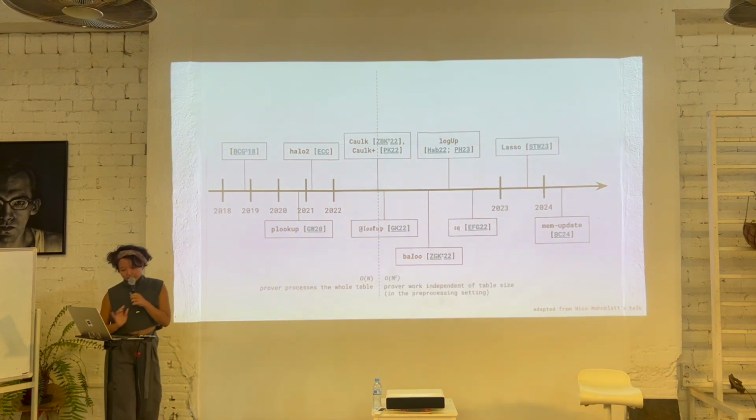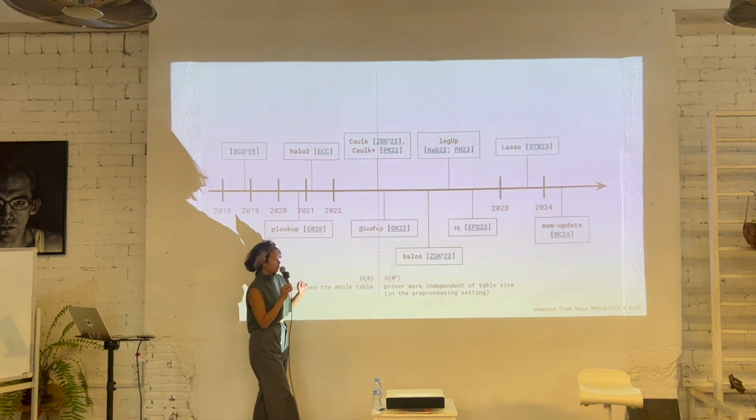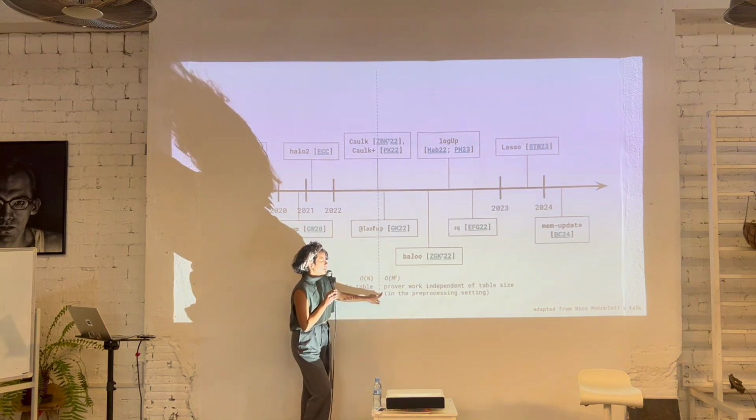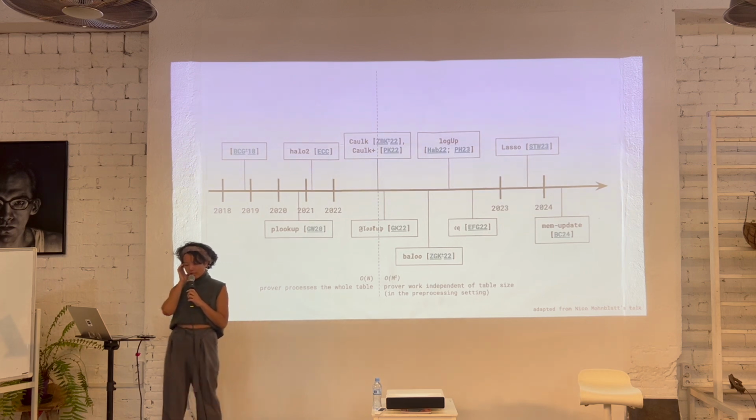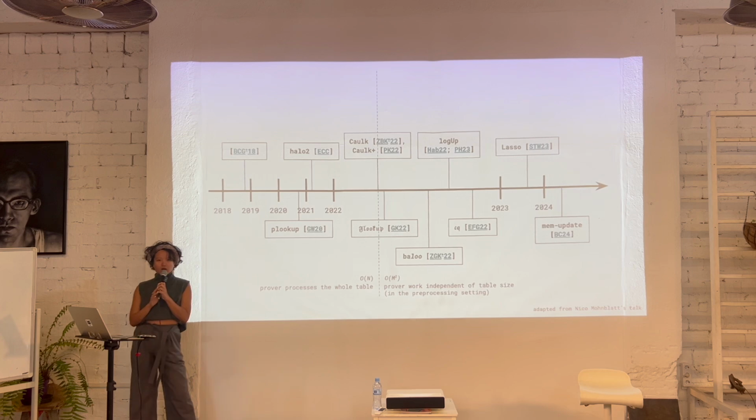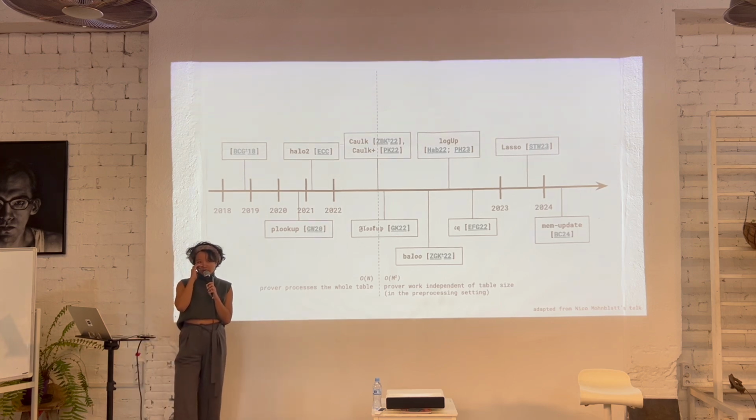But with the introduction of Caulk+, we got a lookup argument that was independent of the table size. It was O(m^2), m being the number of inputs. And once again, how they achieve this is through pre-processing.